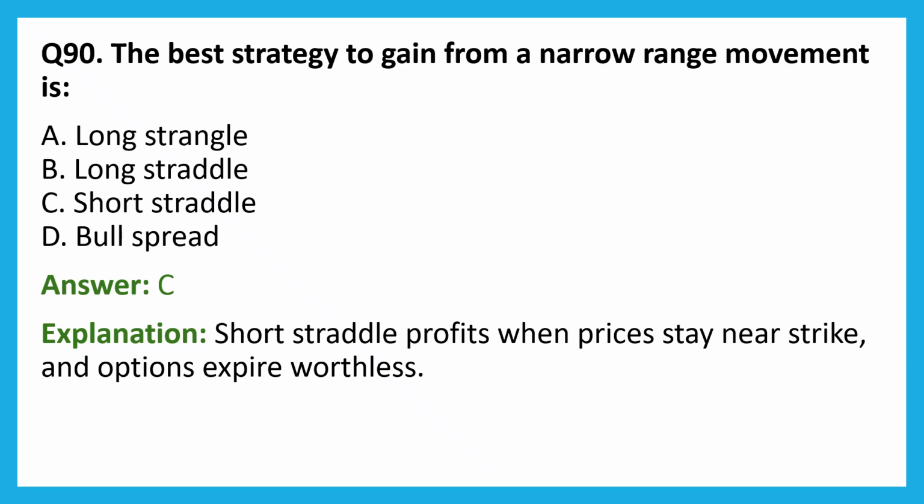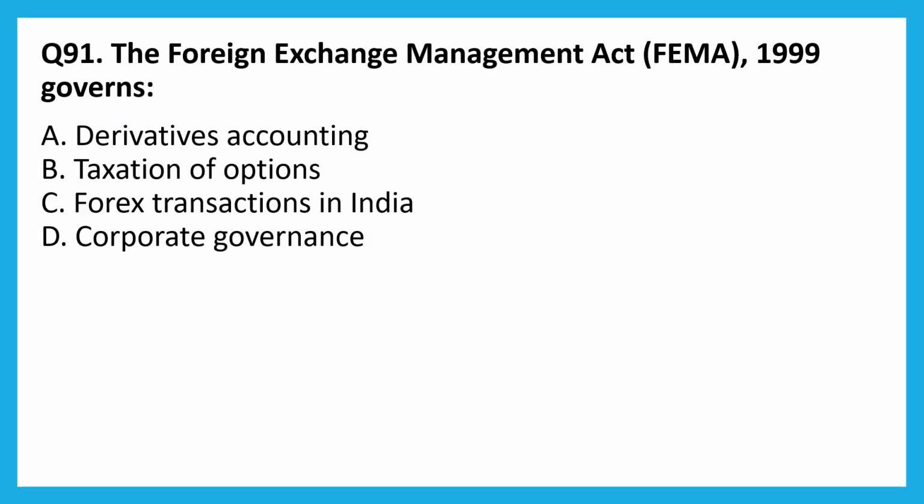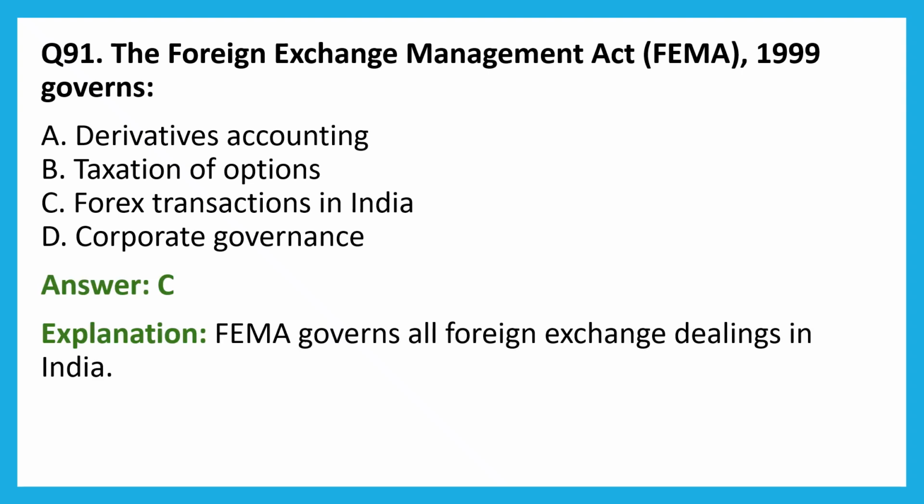Next question. The Foreign Exchange Management Act FEMA 1999 governs option A derivatives accounting, option B taxation of options, option C forex transactions in India and option D corporate governance. Correct answer is option C forex transactions in India.